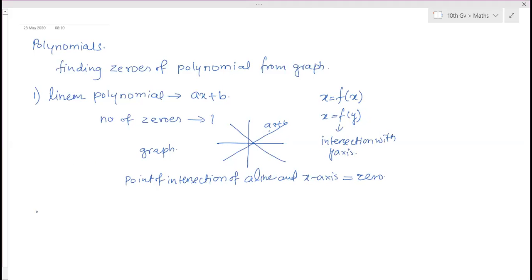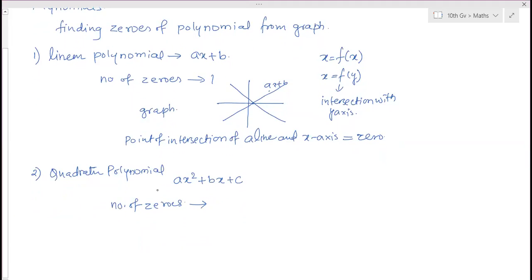Okay. Second one is the quadratic polynomial. General form: ax square plus bx plus c. Number of zeros: 2. Yeah, this one I need to clarify. I have gone through the NCERT again. So yes, you were right at that time. I was wrong. Number of zeros: it can have 0 also, 1 also, and 2 also.